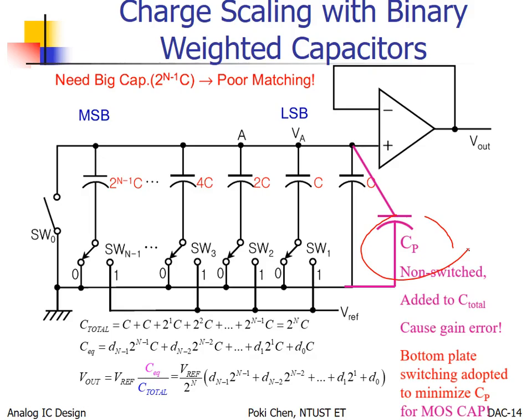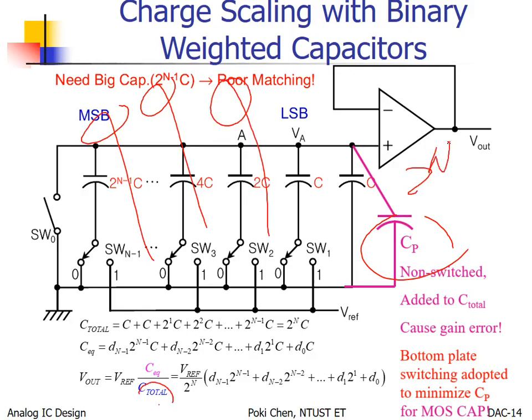You may think, oh, piece of cake, I increase all of them, right? So it means C_total equals 2^n C plus CP, right? So if I increase this, then the impact of CP will be reduced. Is it true? No. Why not?